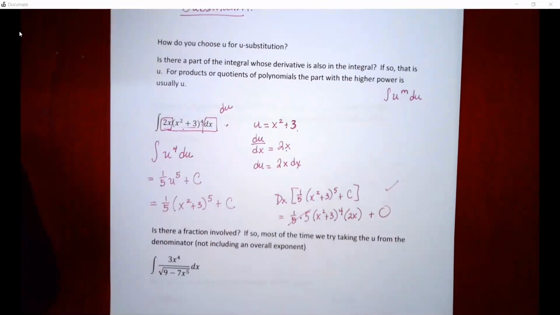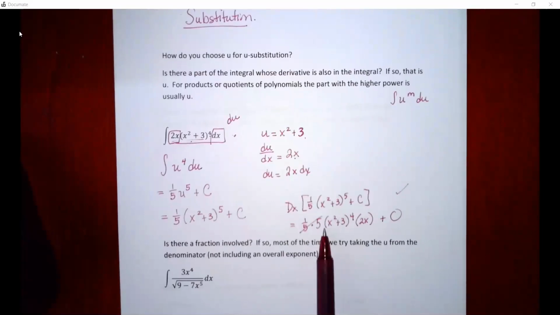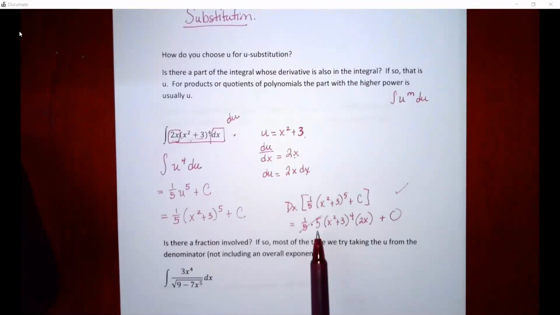Now notice, the more you have to do to rewrite the original problem before you can integrate it, the more you would have to do here to check yourselves with differentiation, because there might be a lot of rewriting going on, but you can.